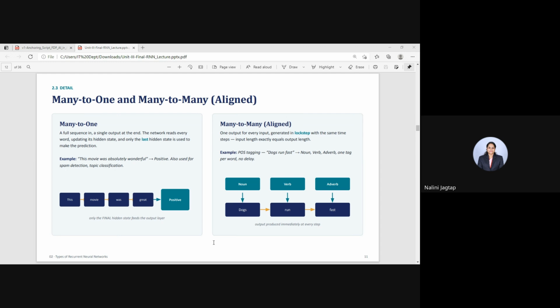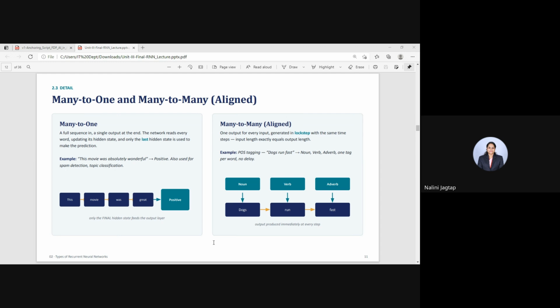I hope you understood this many to one. So again, I have the sentence, this movie was absolutely wonderful and moving. This complete sentence is taken by the network, updating its hidden state along the way. And at the last, it produces only a single label, which is called positive. Other examples include spam email detection and topic classification of documents. So these are the examples of many to one.